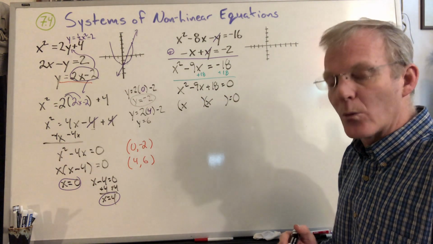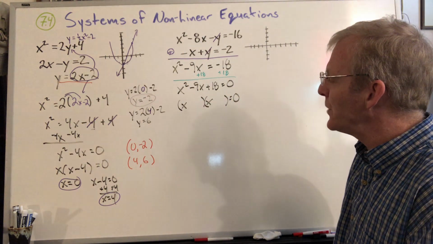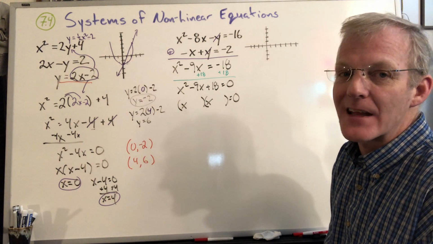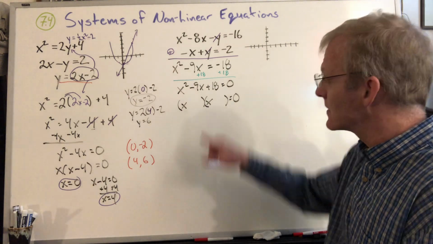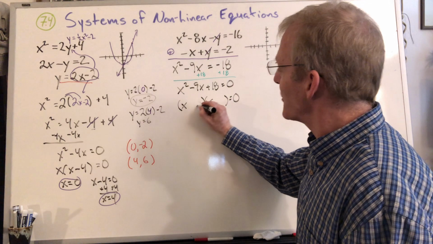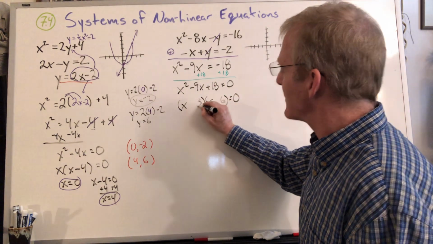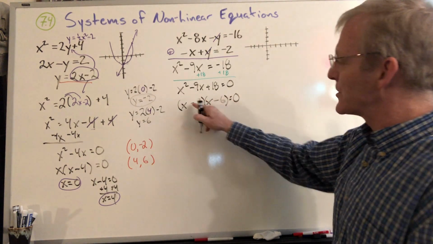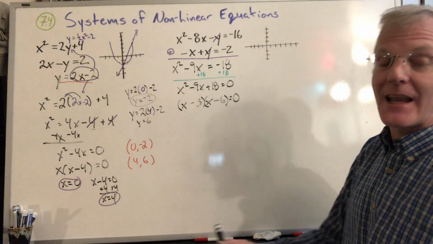Now 18 could be 1 and 18, which won't get me to the 9. It could be 2 and 9. That's not going to get me to a 9. But it could also be 3 and 6. Aha! 3 and 6 multiplies to give me 18, but it also adds up to give me 9. But it has to add up to be negative 9. So let's give it a negative and a negative, which still multiplies to be positive 18, but now it's going to add up to be negative.